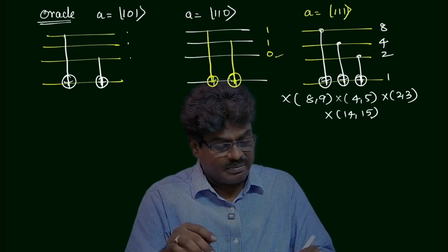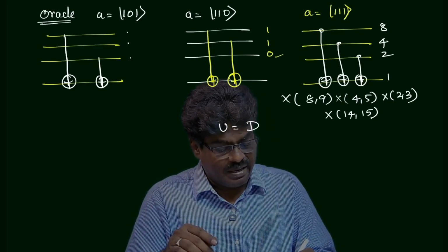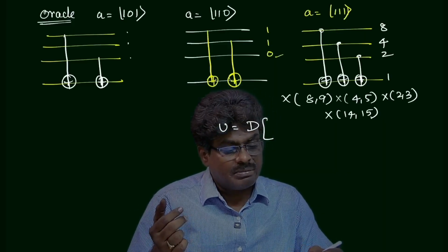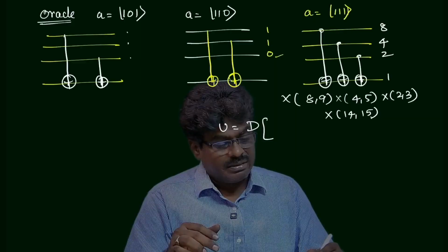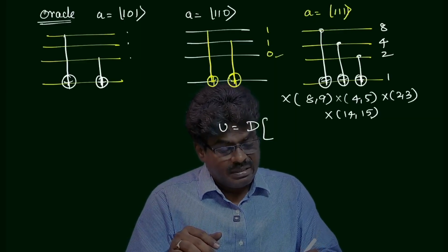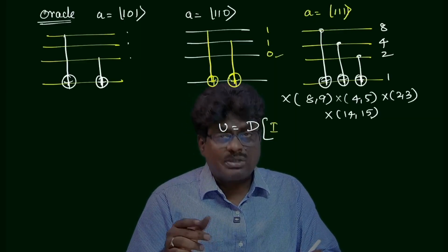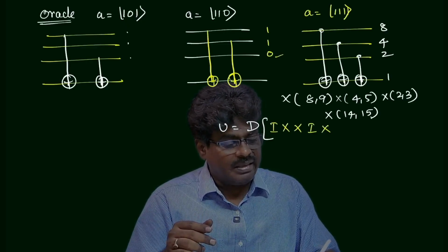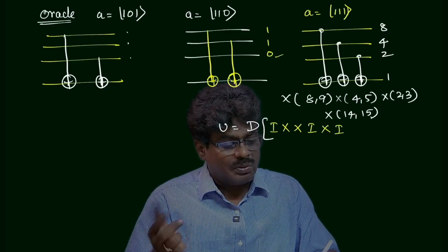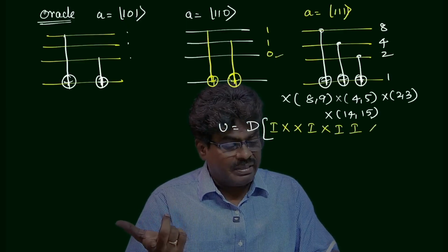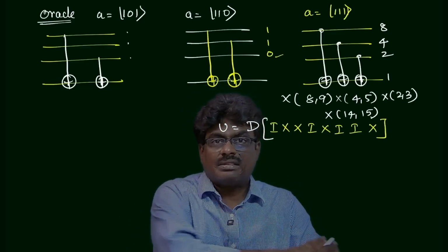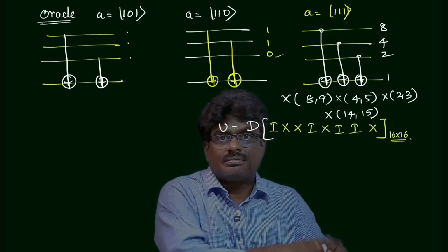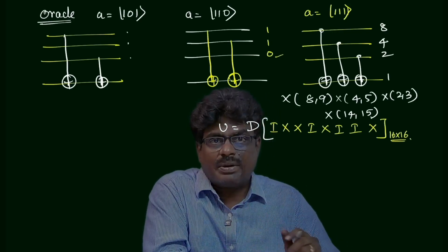So you will get this unitary operator as a diagonal matrix of order, so this is 16 by 16. I think, yeah, 16 by 16. So this is 0 I, next to 2 3 x, 4 5 x, 6 7 I, 8 9 x, 10 11 I, 12 13 I, 14 15 x, like this. Okay, so this is a 16 by 16. Like this we can construct the unitary operator also.